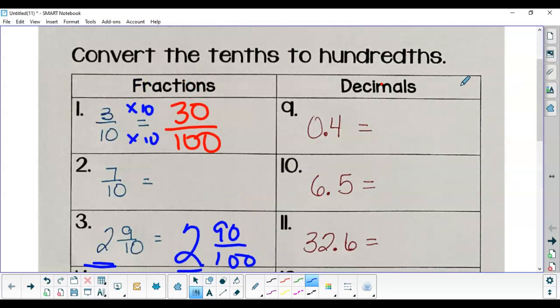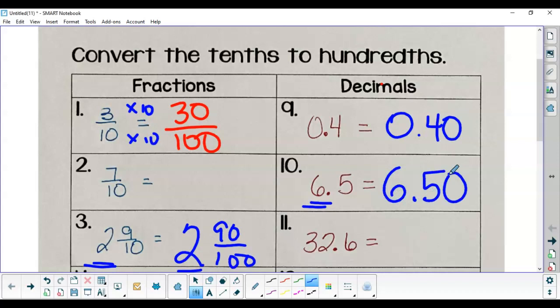And now on the right side, you're converting in the form of decimals. So 4 tenths is equal to 40 hundredths. Okay, so that's all you have to do. Remember, if it has a whole number, you need to include that. So 6 and 5 tenths is 6 and 50 hundredths.